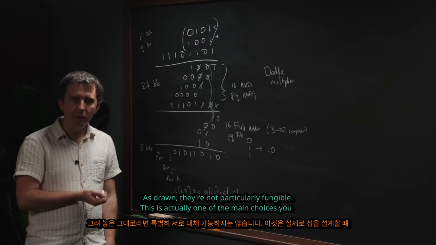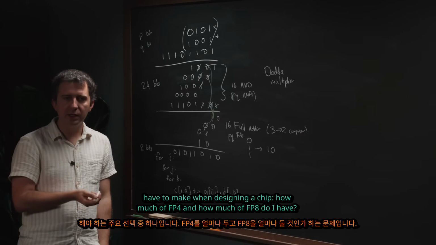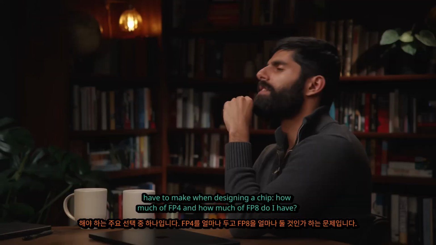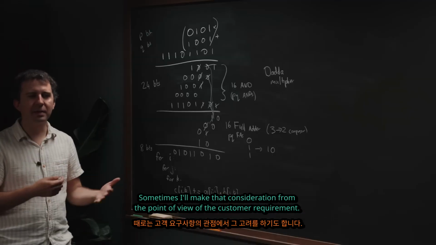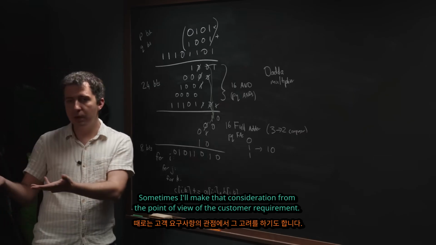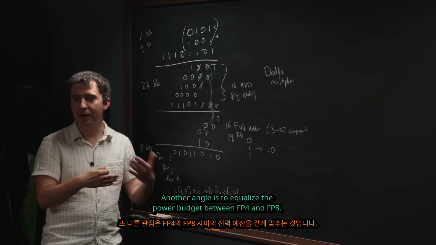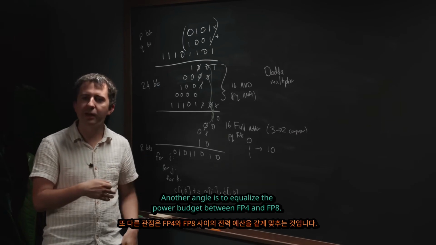As drawn, they're actually not particularly fungible. This is actually one of the main choices you have to make when designing a chip, which is how much FP4 and how much FP8 do I have? Sometimes I'll make that consideration from the point of view of what I think is the customer requirement. Another way to take an angle on that is to ask what the power budget is, and equalize the power budget between FP4 and FP8.